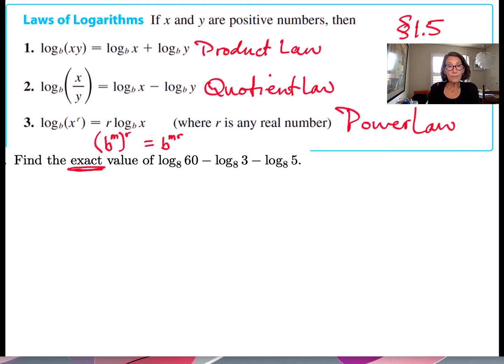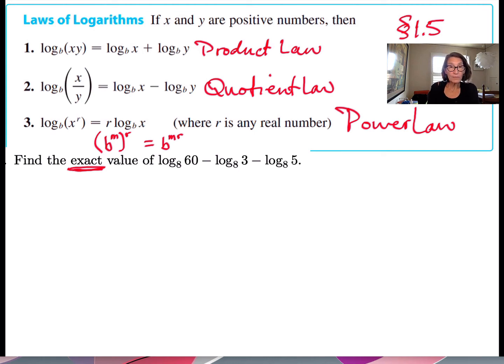Also notice log base 8 of 60. What does that mean? Log base 8 of 60 is the exponent you need to raise 8 to get 60. Well, 60 isn't an integer power of 8. It is a power of 8, but not an integer power. So 8 to the 1 is 8, and 8 to the 2 is 64. So log base 8 of 60 is somewhere between 1 and 2, probably closer to 2. But we're not going to use a calculator. We're going to use algebra and laws of logarithms.